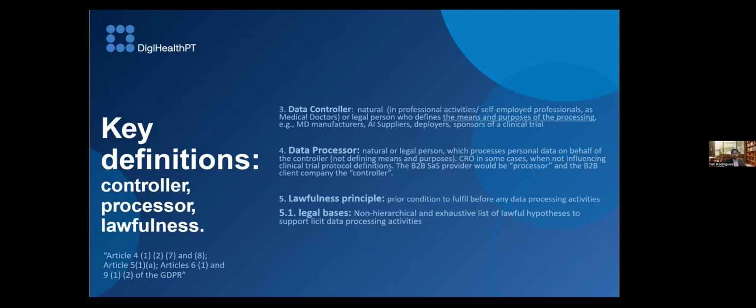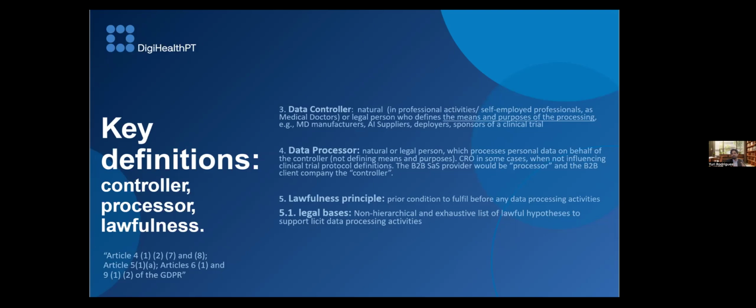Okay, once we already know those first basic concepts, we should also consider what a data controller is. A data controller is a natural person, only in professional activities such as self-employed professionals, such as medical doctors, or, in our case, mainly legal persons who define the means and the purposes of the data processing. Here we could say, for example, that medical device manufacturers, AI suppliers, and AI deployers, depending on the case, would be data controllers. For example, a sponsor of a clinical study would be a data controller.